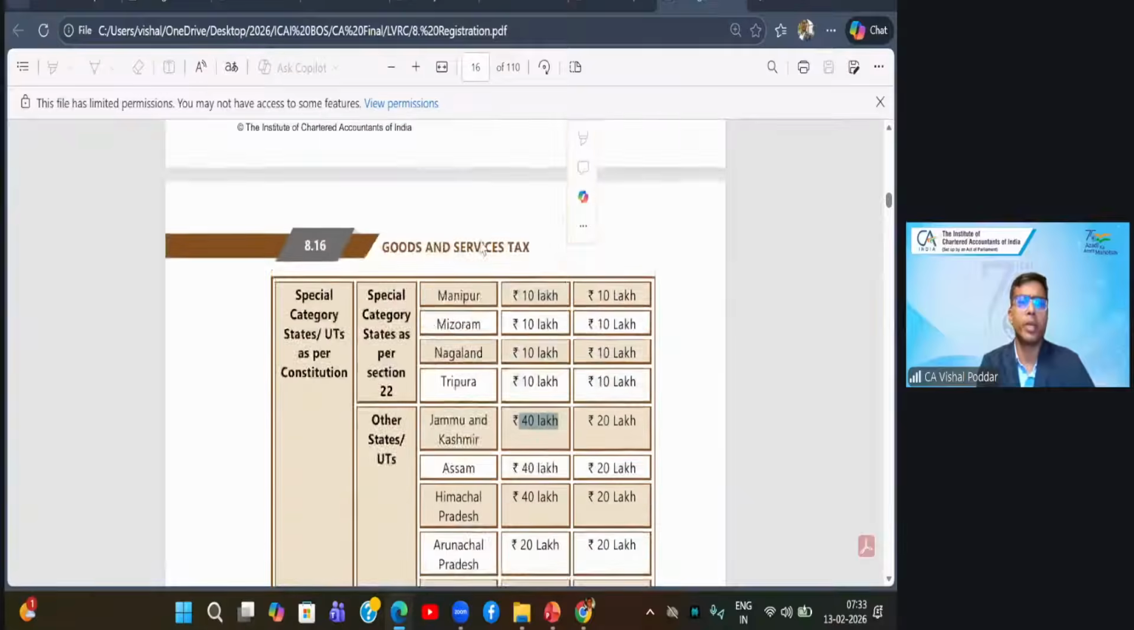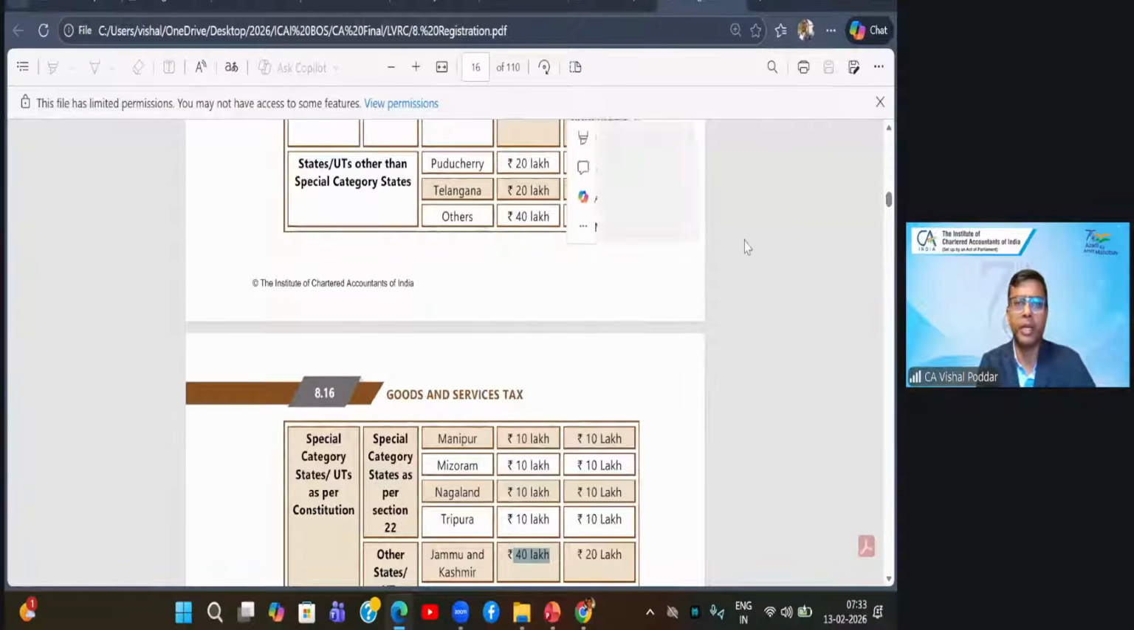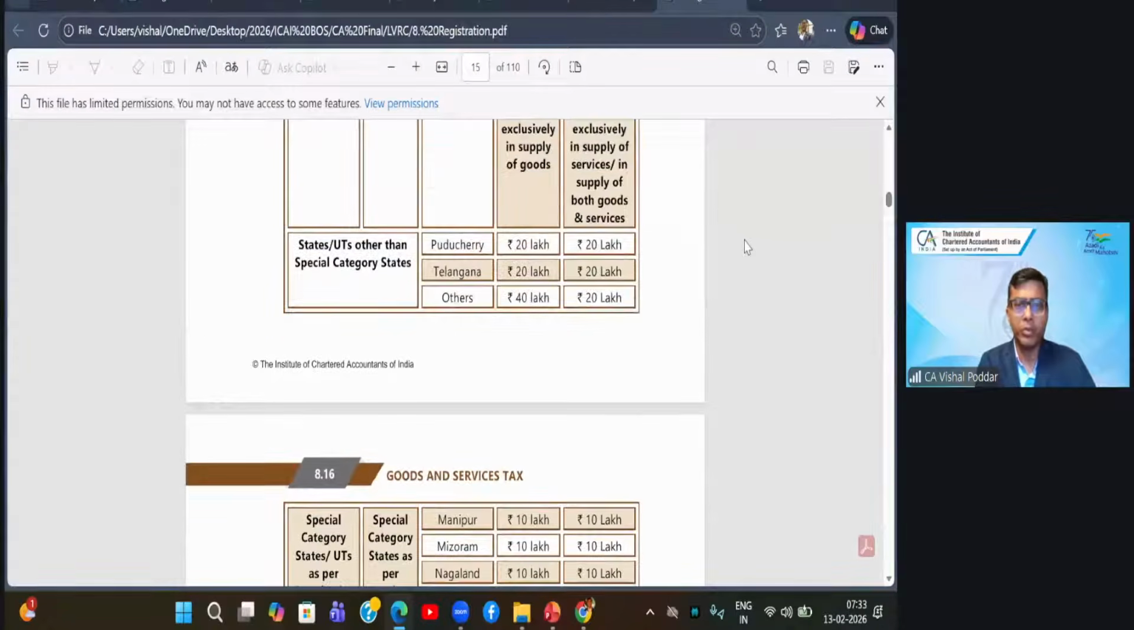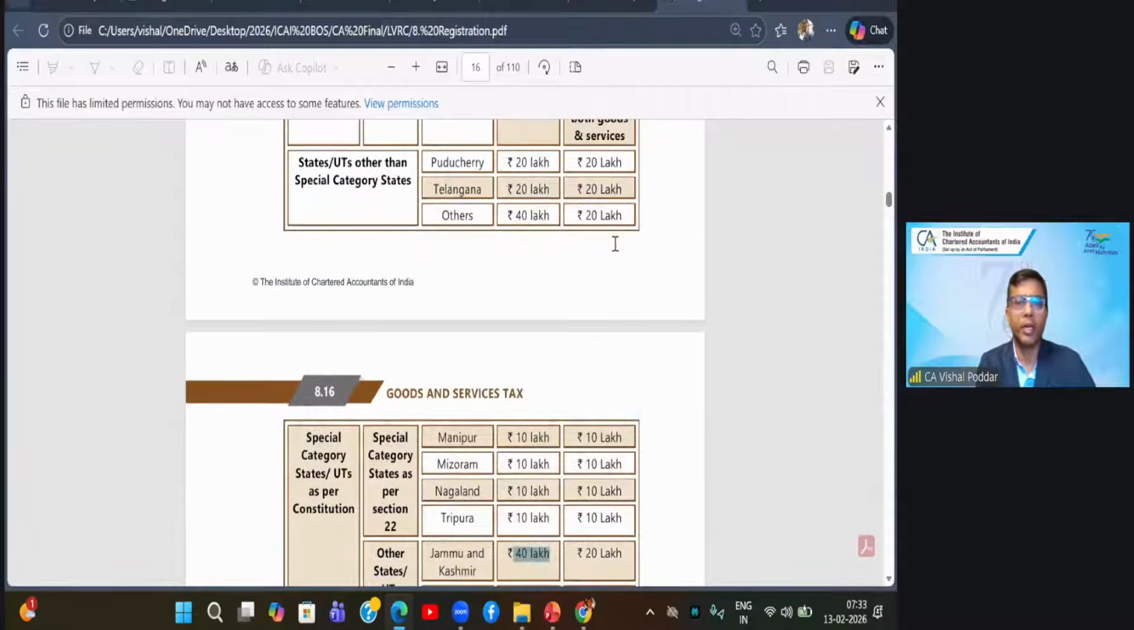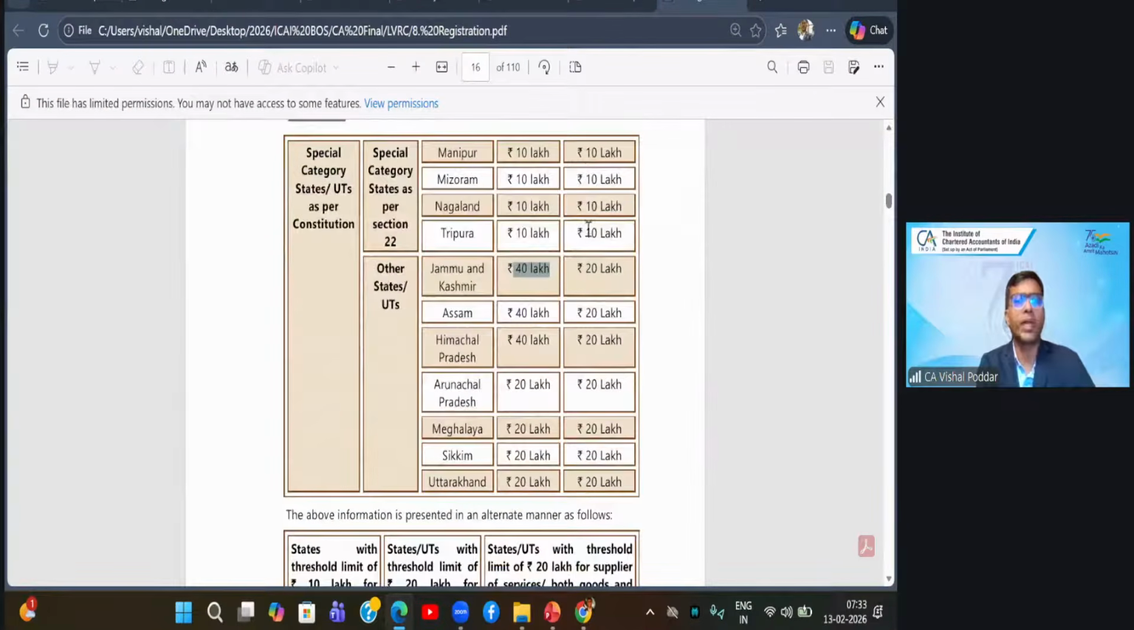Now comes the point. You also have to parallelly remember which limit the special category states have opted for. As you can see, some have opted exclusively for goods, they have opted for 20 lakhs, not for 40 lakhs. And for services, they are ready for 20 lakhs again. So same 20-20, but some have gone for 40 for only goods and 20 for services. And then some have gone for 10 and 10 only.